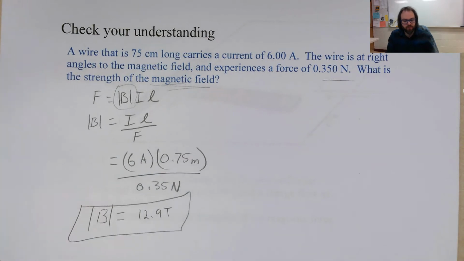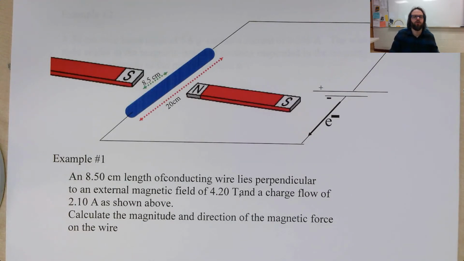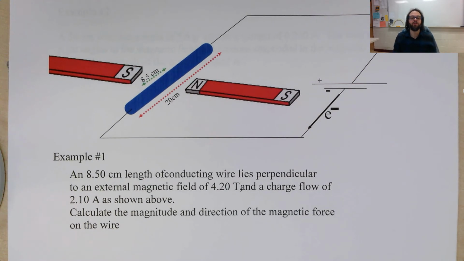All right. Let's take a look at my second example. For this one, we're going to have to look at it a little bit more intensively. It says an 8.5 centimeter length of conducting wire lies perpendicular to an external magnetic field of 4.2 Teslas and a charge flow of 2.1 amps as shown above. Calculate the magnitude and the direction of the force of the wire.